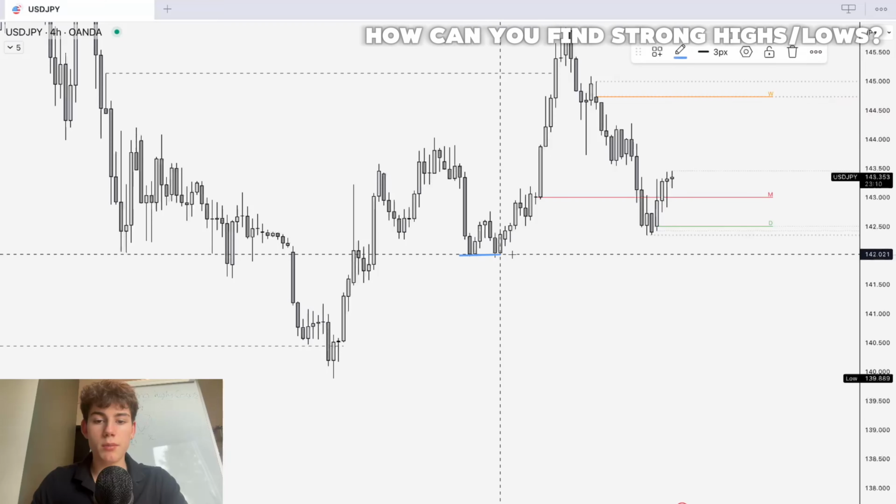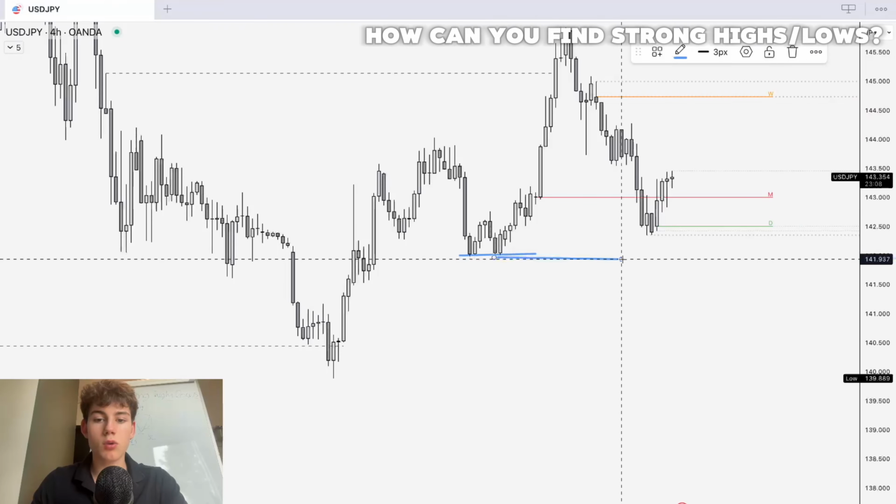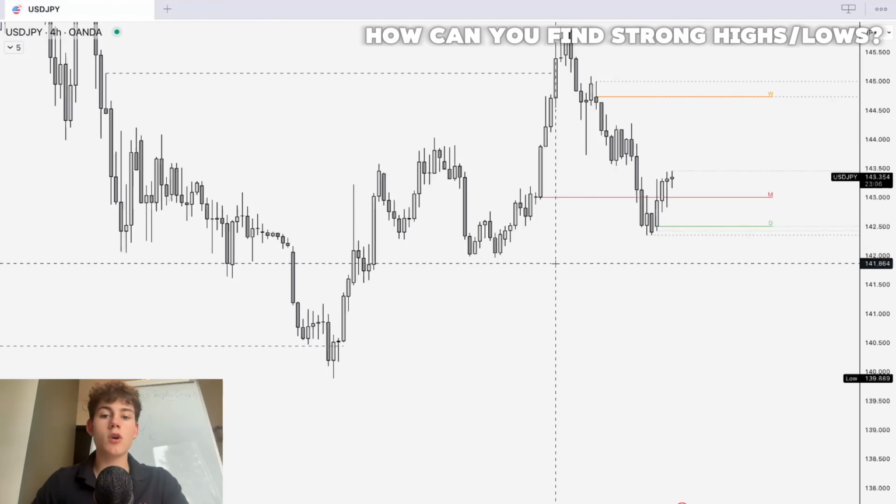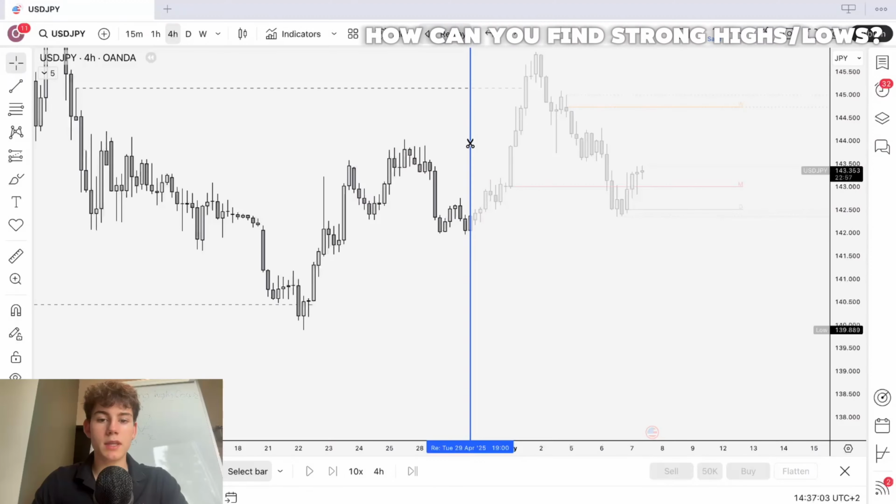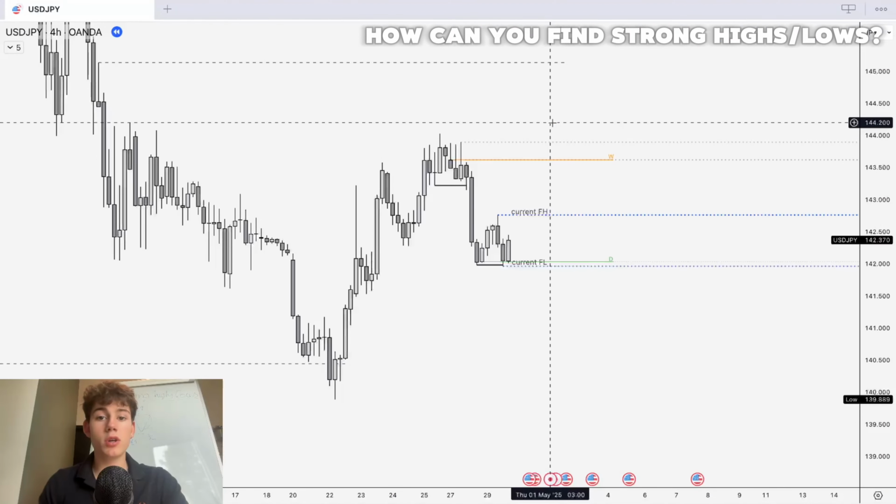So we swiped the low and we made a strong low over here. But this low is only strong once we get the fractal change towards the upside. So what I would recommend using is the fractal indicator, so you can know where the strong high or low is and when it is created.